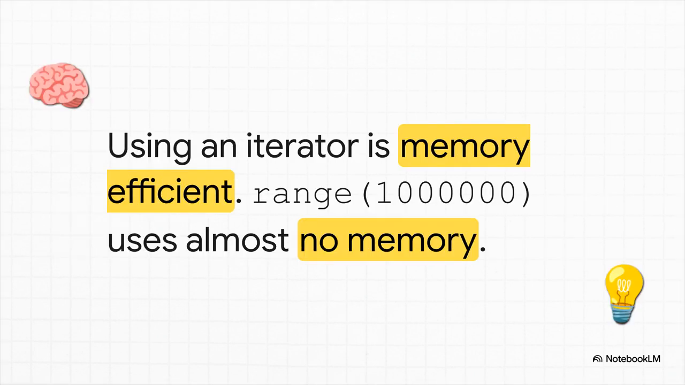Let's talk memory. Because the iterator only ever holds on to one item at a time, just the next one, you can process gigantic files, or stream data from an API, or read a database query without ever loading the whole thing into memory. It's an absolute game changer for big data.